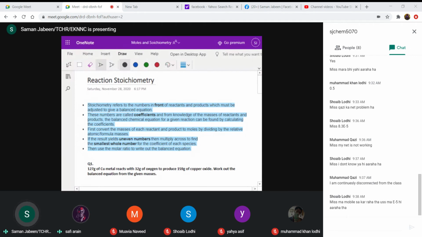Write in your copies: molar ratio is required, balanced chemical equation is required, two compounds. Molar ratio. The molar ratio will be applied by using the balanced chemical equation.